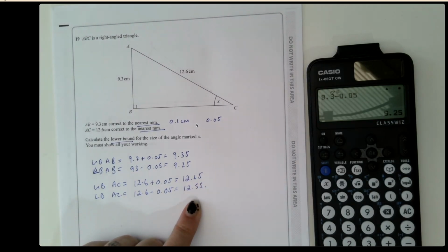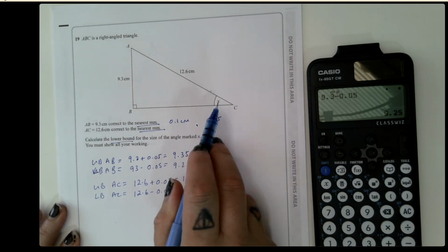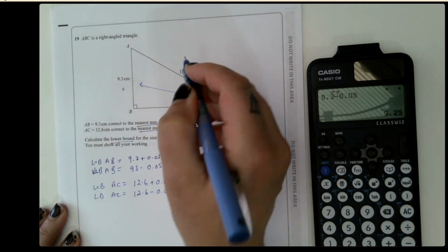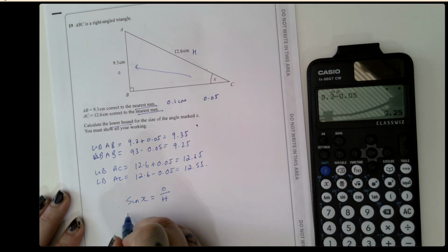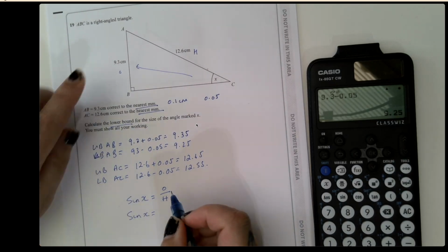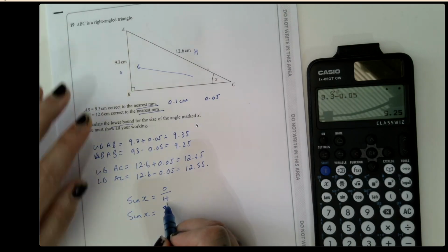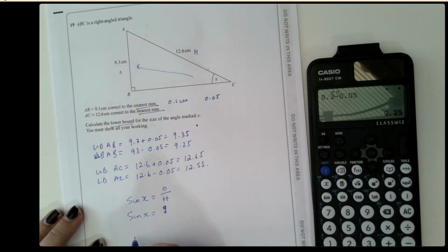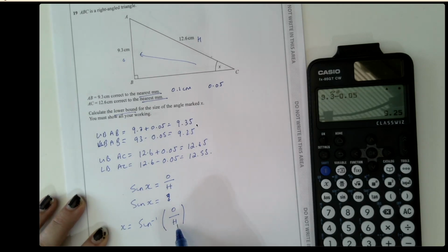So next thing we need to do is figure out which of these values we're going to use. We want the lower bound of the angle marked x. To find the angle, we'd use trigonometry. We have the opposite and the hypotenuse. So sin x is equal to the opposite over the hypotenuse. Now we want sin to the -1 to find x of the opposite over the hypotenuse. So we're doing a division here.